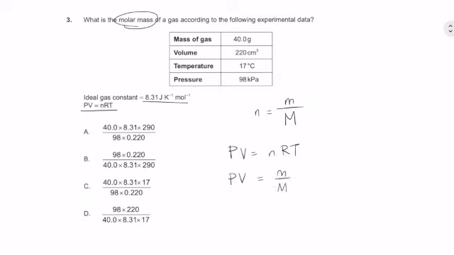Let me just write up the slightly longer way, but as you do more of these questions, you'll probably be able to just write it like this.